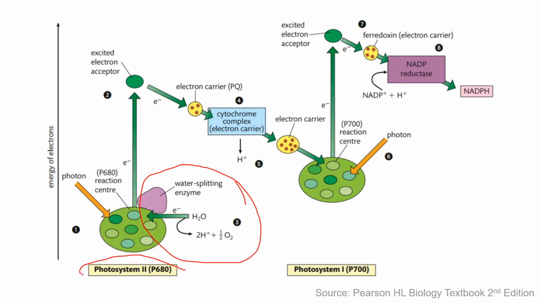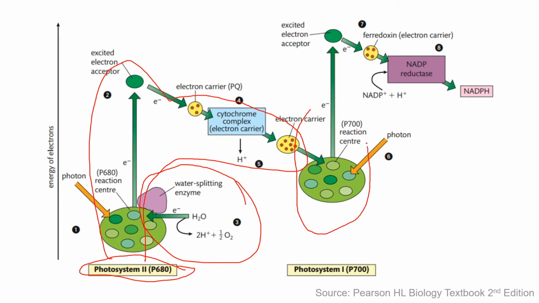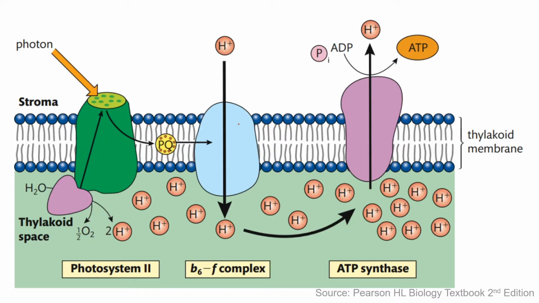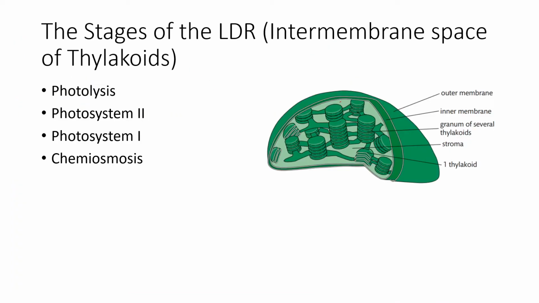Process number 2 is this photosystem 2, or P680, which is the entirety of this section here. Photosystem 1, which is section 3, is again this entire section here. And then finally we have this process, which is known as chemiosmosis. So the four stages of the light-dependent reaction are photolysis, photosystem 2, photosystem 1, and chemiosmosis.